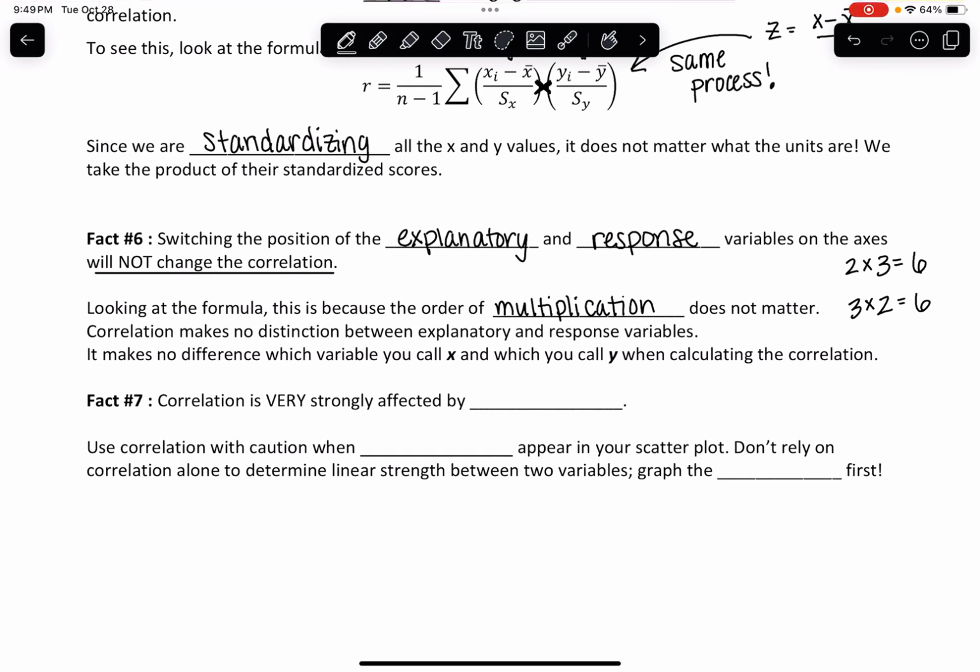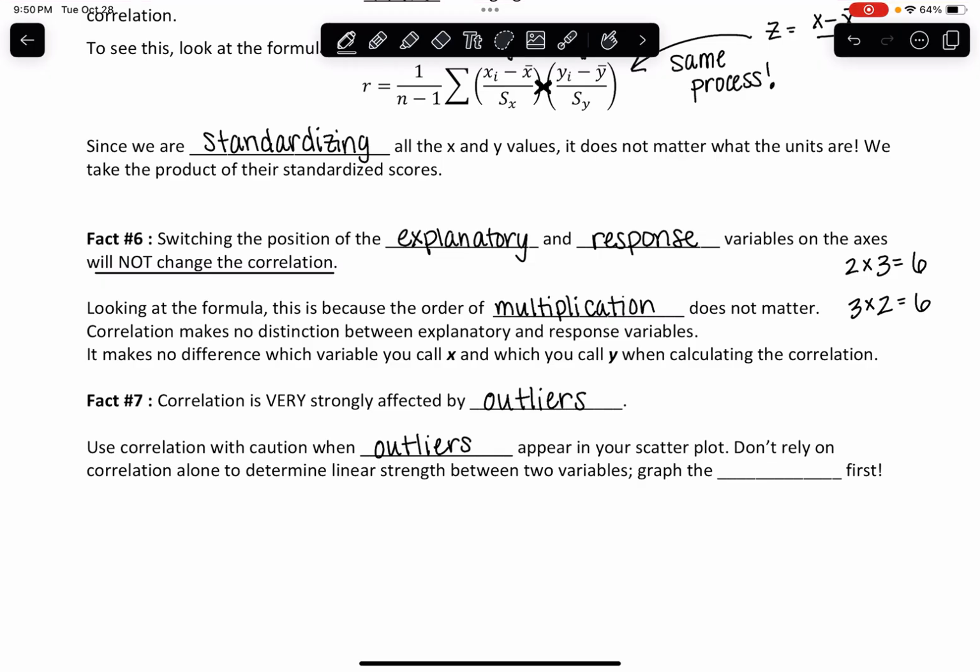Okay, and the last fact, correlation is very strongly affected by outliers. When outliers appear in your graph, we need to be cautious about using our correlation. We are not going to rely on correlation alone to determine linear strength. We're not just going to look up the R value for our data and say that that must be the end-all be-all, positive, negative, linear relationship, whatever it is.